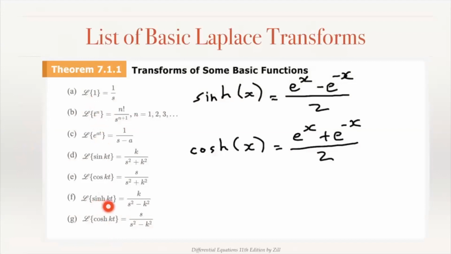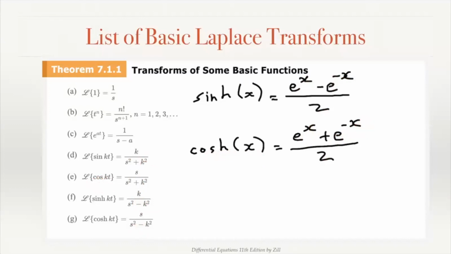The hyperbolic sine of x is simply e to the x minus e to the negative x all over 2 by definition. And the hyperbolic cosine of x is e to the x plus e to the negative x over 2. And you might notice the similarity in the Laplace transforms of sine of kt and hyperbolic sine of kt. For example, the only difference is that plus versus a minus. Likewise, for the Laplace transform of cosine versus hyperbolic cosine, it replaces that plus with a minus.